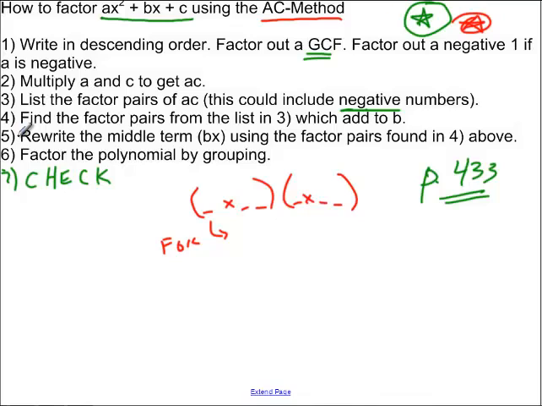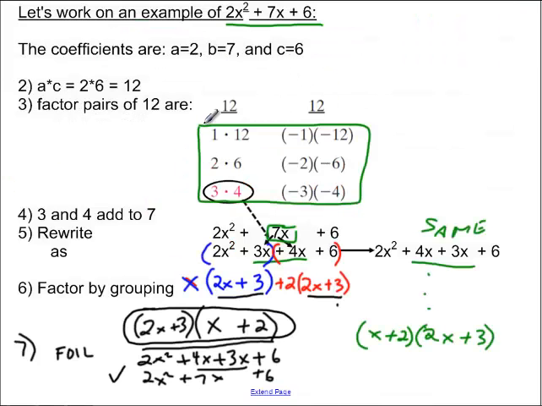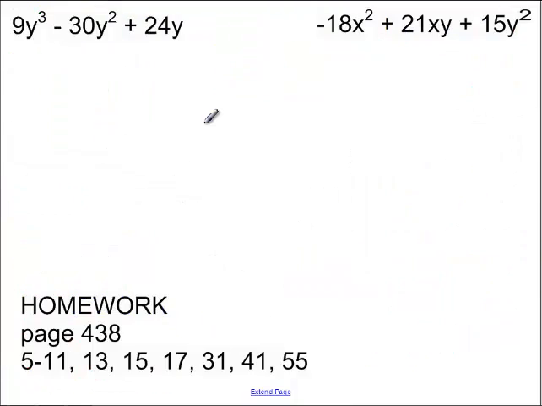And after we rewrite, then we factor by grouping, and we come up with something like this. And then to double check, step number 7 is using the FOIL method, using the first terms, outside, inside, and last, and multiplying things out. Again, this is on page 433, but I modified it just a little bit here. So let's move on and say we've done some of this work.